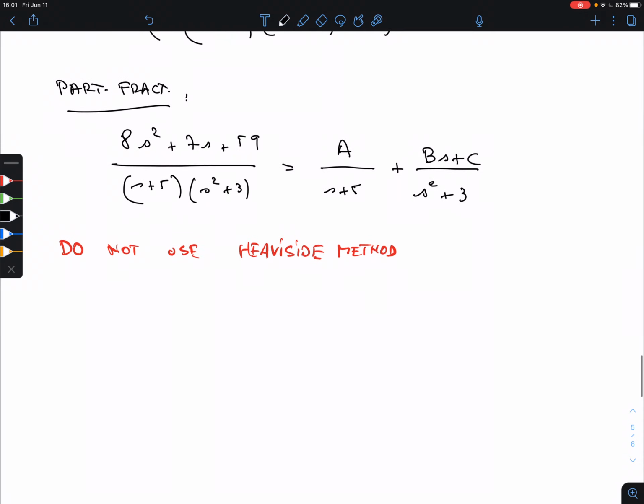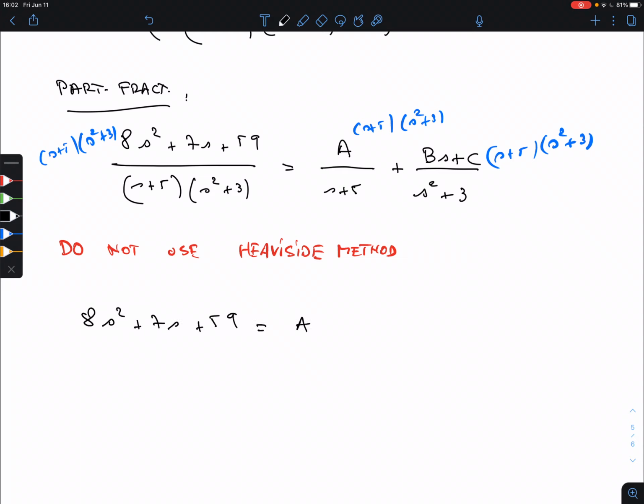What we need to do is multiply everything out. I'm multiplying this whole thing by s plus 5 times s squared plus 3, on both sides. So what we're left with is 8s squared plus 7s plus 59 is equal to a times s squared plus 3, since the s plus 5 cancels, and here the quadratic cancels, plus bs plus c times s plus 5.